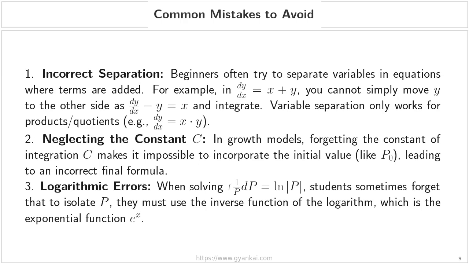Finally, watch out for logarithmic errors. When we were solving the growth model, we encountered the integral of 1 over p dp, which results in the natural log of the absolute value of p. A common stumbling block occurs when students reach the step where they have the natural log of p equals rt plus c, and they forget how to isolate p. Remember, to undo a logarithm, you must use its inverse function, which is the exponential function, e raised to the power of the expression. If you forget to exponentiate both sides, you'll never arrive at that crucial exponential growth formula we derived earlier.